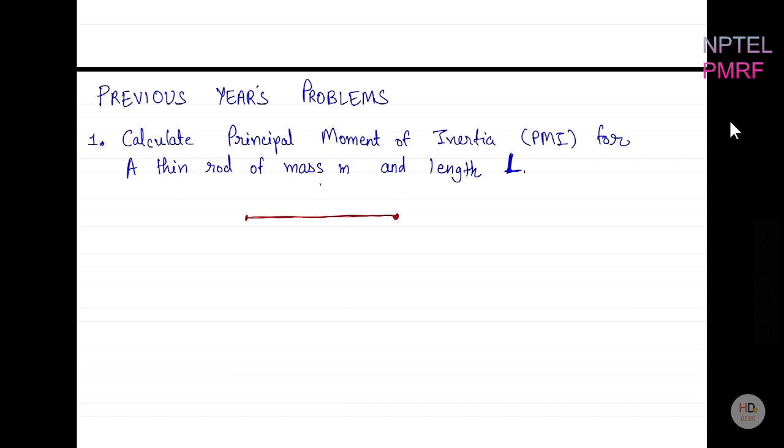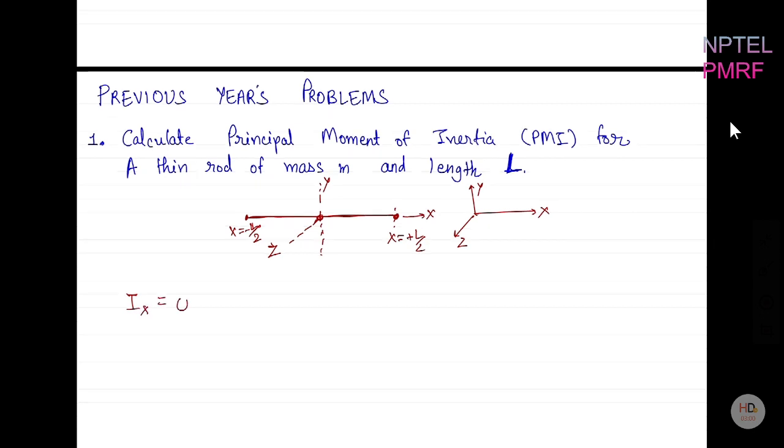Let's say this is the x-axis, this is the y-axis, and this is the z-axis. So this is x, z, and y. Okay, so this is x is equal to plus L by 2. This is x is equal to minus L by 2. So the first thing is I along the x-axis would be simply 0, because all the masses are on the axis itself, so there is no distance from it. So the moment of inertia is clearly 0.